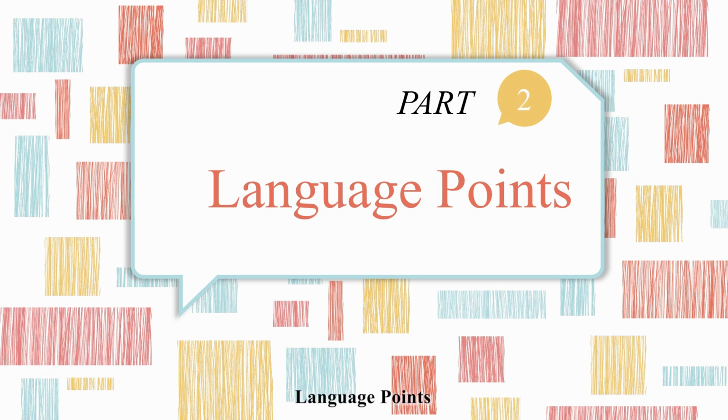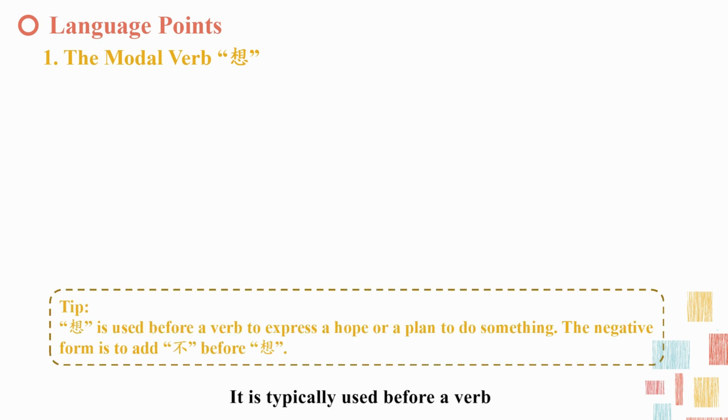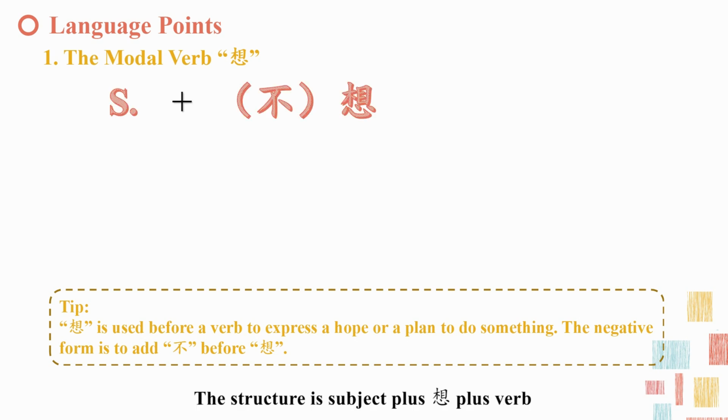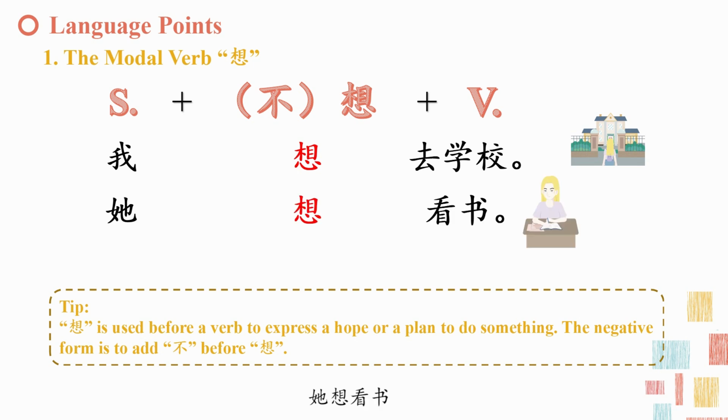Part 2. Language points. The first one is the modal verb. 想、It is typically used before a verb to express a hope or a plan to do something. The structure is subject plus 想、plus verb. For example, 我想去学校。 I want to go to school. 他想看书。 She wants to read books.